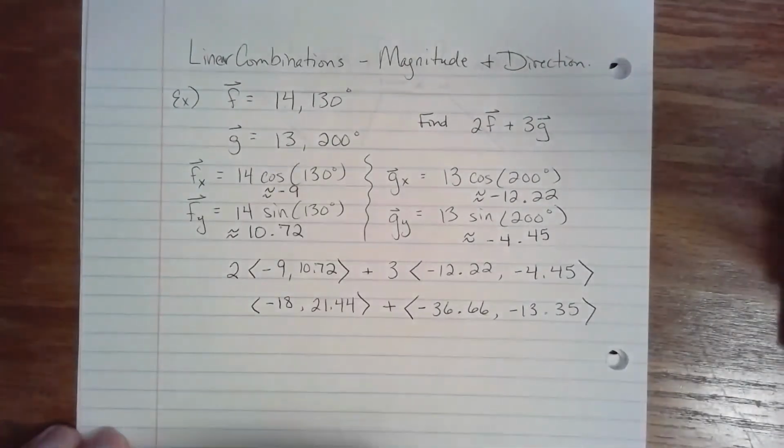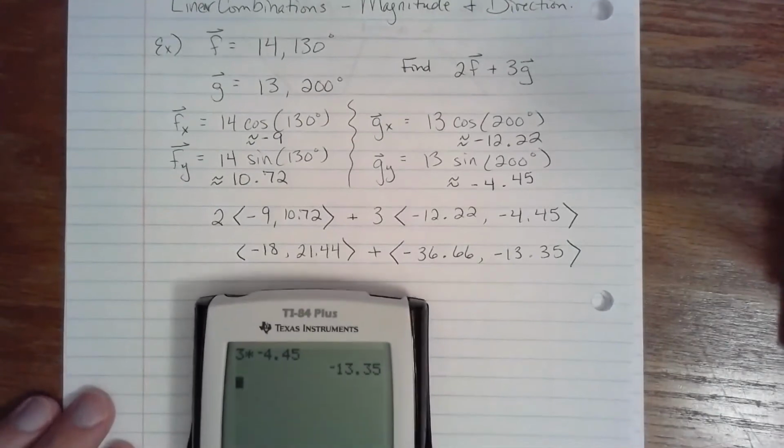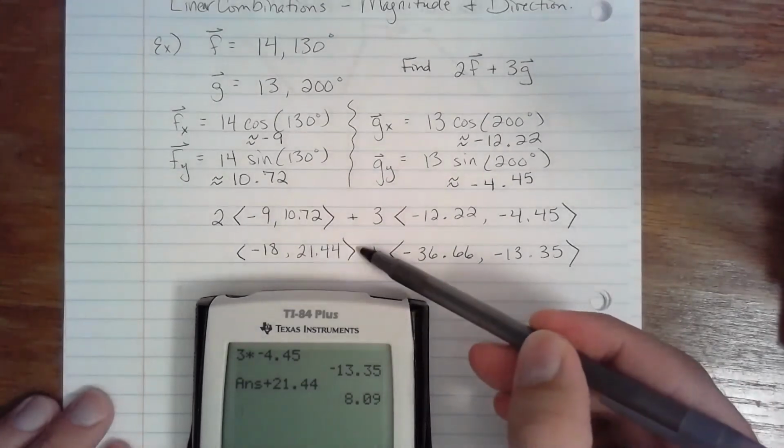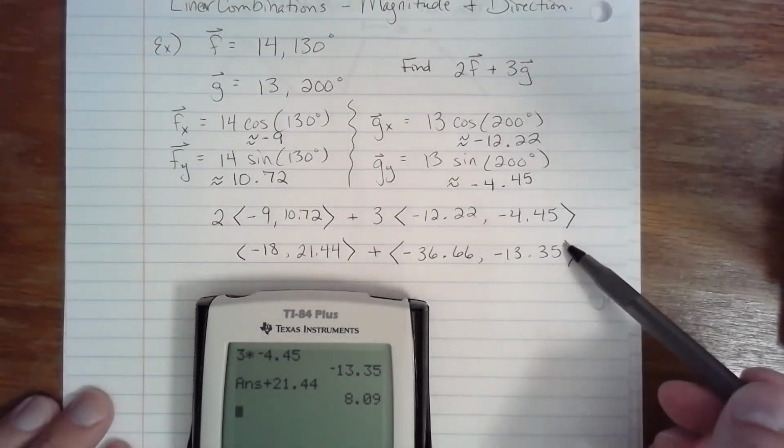From there, we're just going to combine these things. You add your x's, you add your y's. Since I had the y component still in my calculator, I'm just going to go ahead and add to it the 21.44. And we see 8.09 as our resultant y component. So I took this y component and added it to that y component.